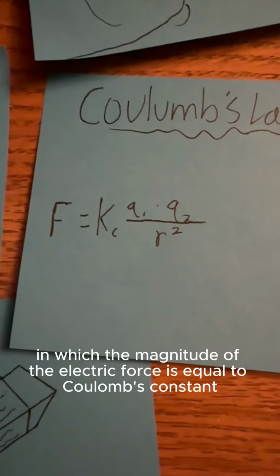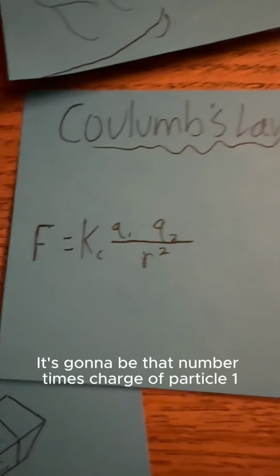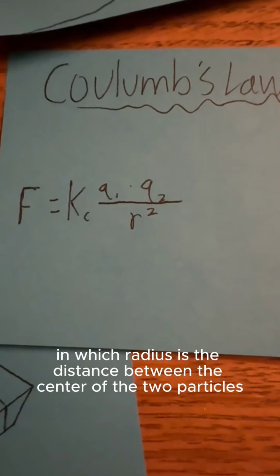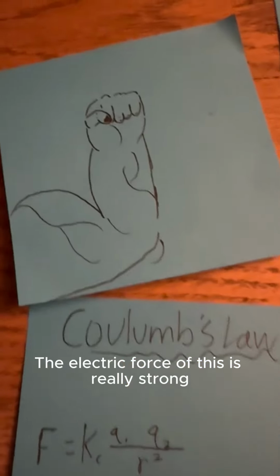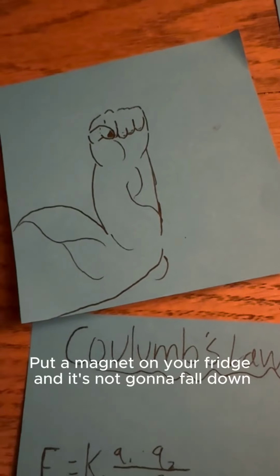The flow of charge can be represented by Coulomb's law, in which the magnitude of the electric force is equal to Coulomb's constant. That's that number right there. It's going to be that number times charge of particle 1 times charge of particle 2 divided by radius squared, in which radius is the distance between the center of the two particles. The electric force of this is really strong. Think about it, it overpowers gravity. Put a magnet on your fridge and it's not going to fall down.